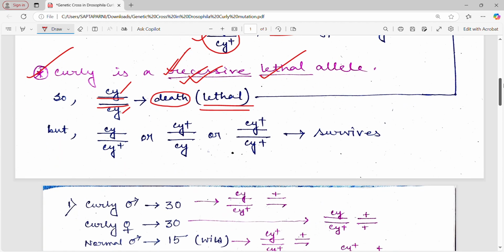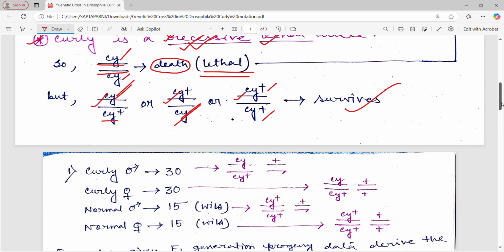On the other hand, obviously in heterozygous condition, Cy Cy plus or Cy plus Cy, or in homozygous recessive condition Cy plus Cy plus, all these genotypes and their respective progenies will survive, because it is recessive lethal. So whenever it is present in heterozygous condition, it will not cause lethality. They will survive, and obviously Cy plus Cy plus survives because it is the wild type allele, which is not lethal.